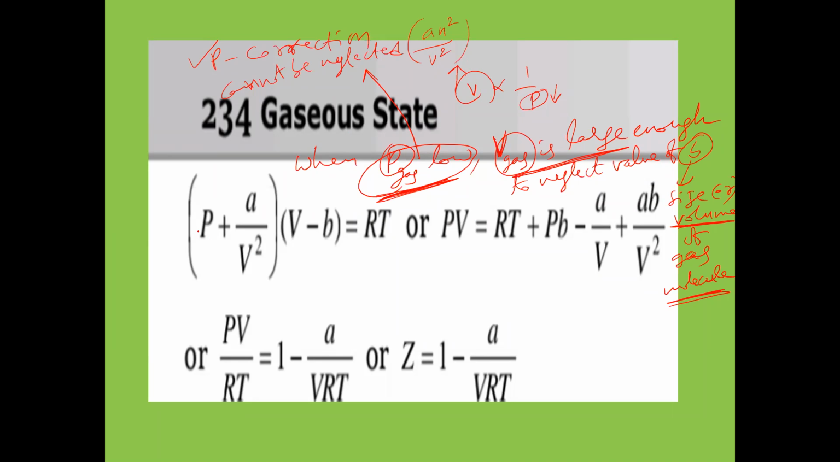Now see here, what is the equation for 1 mole? For 1 mole of gas. 1 mole of gas means n is equal to 1.